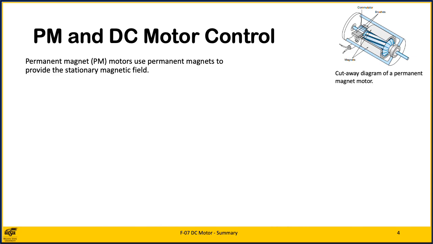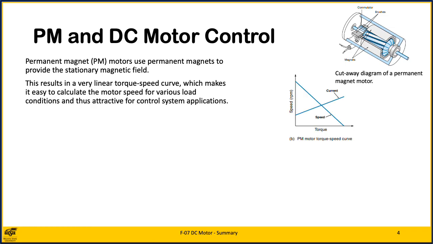Permanent magnet, or PM, motors use permanent magnets to provide the stationary magnetic field. This results in a very linear torque speed curve, which makes it easy to calculate the motor speed for various load conditions, and thus attractive for control system applications.